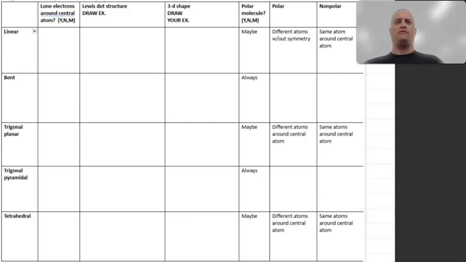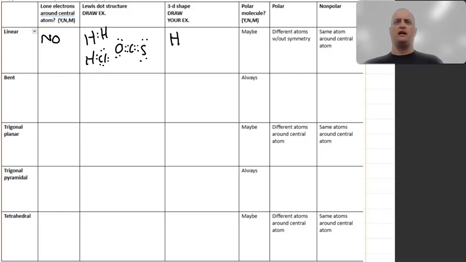So, first off, do we have lone electrons around the central atom? We've got no. Some Lewis dot structures could have things like hydrogen bonded and HCl, and even something like oxygen double bonded to carbon, double bonded to sulfur with all of its valence electrons. So Lewis dot structures have to have all the valence electrons. 3D shapes, not at all.